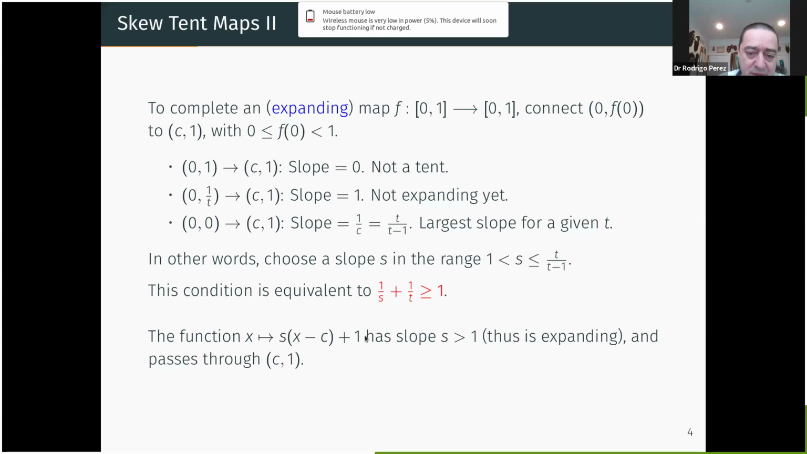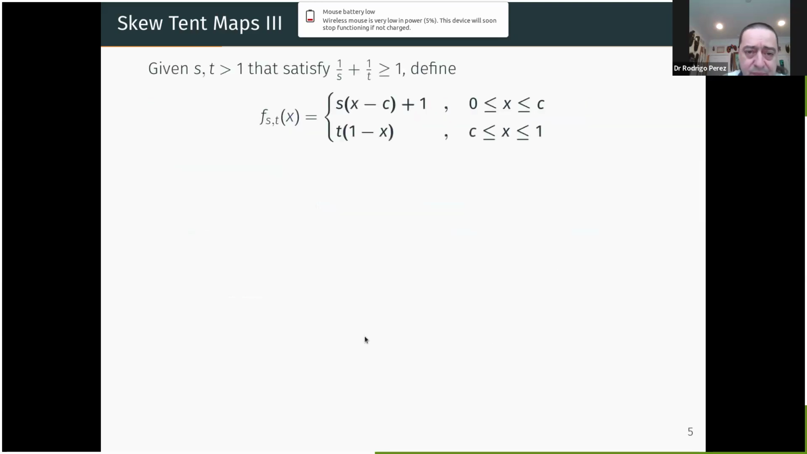This is the linear function that creates that. Nothing really remarkable here. So I have created the following map, which consists of 2 separate segments with those 2 slopes under this condition. And that condition tells me that the corresponding slope S is going to be larger than 1, so my map is expanding.